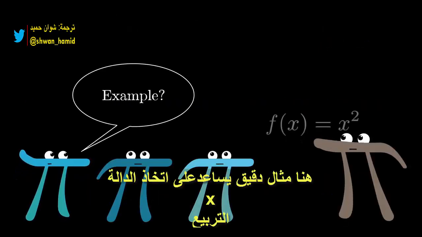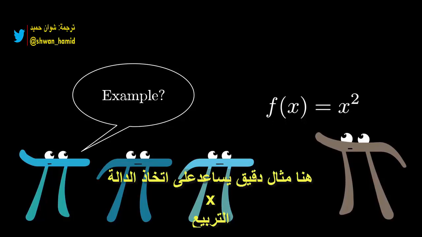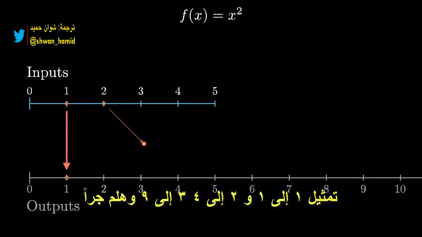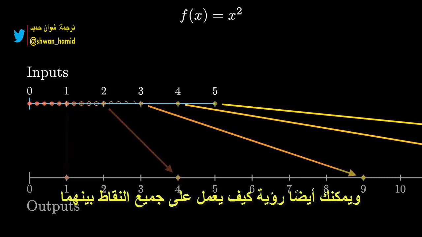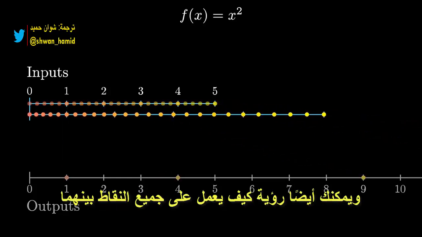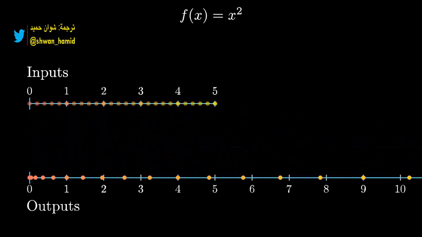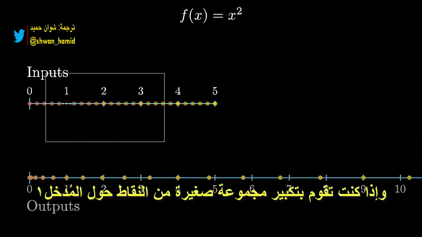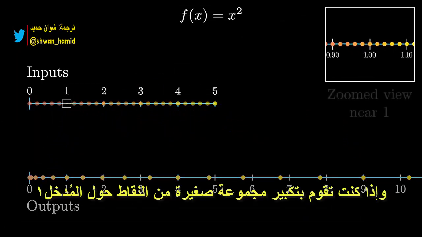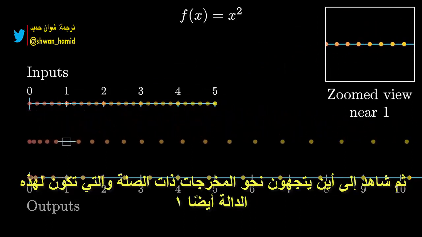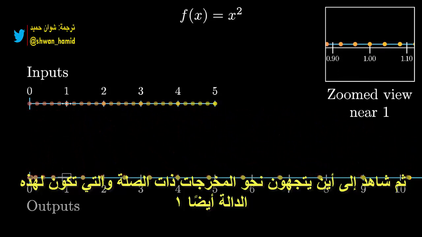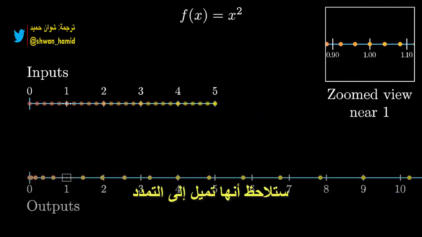Here, a specific example helps. Take the function x squared. It maps 1 to 1, and 2 to 4, 3 to 9, and so on. And you could also see how it acts on all of the points in between. And if you were to zoom in on a little cluster of points around the input 1, and then see where they land around the relevant output, which for this function also happens to be 1, you'd notice that they tend to get stretched out.